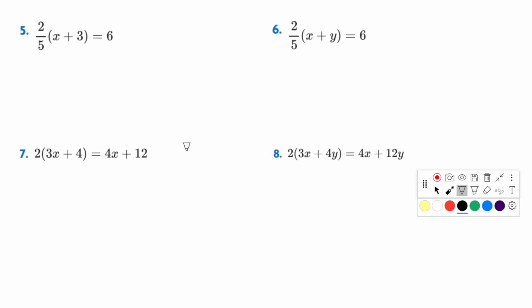Here we have some more. Again, the directions are solve for x. So if I take a look at number 5, the first thing that is being done to x is that we are adding 3, and after it's been added, it gets multiplied by 2/5. So just like we did on numbers 3 and 4, I'm going to multiply by the reciprocal.